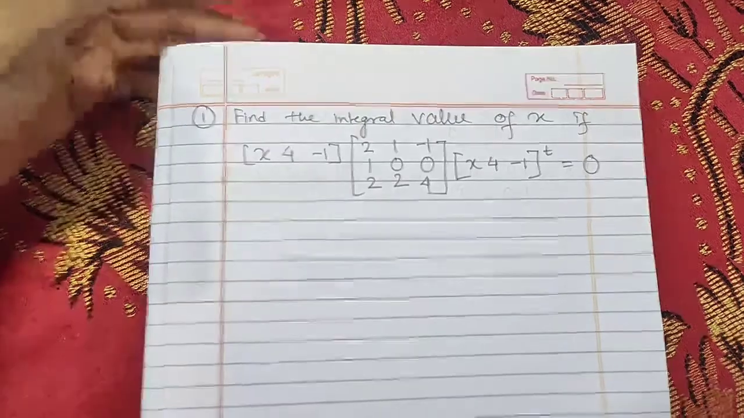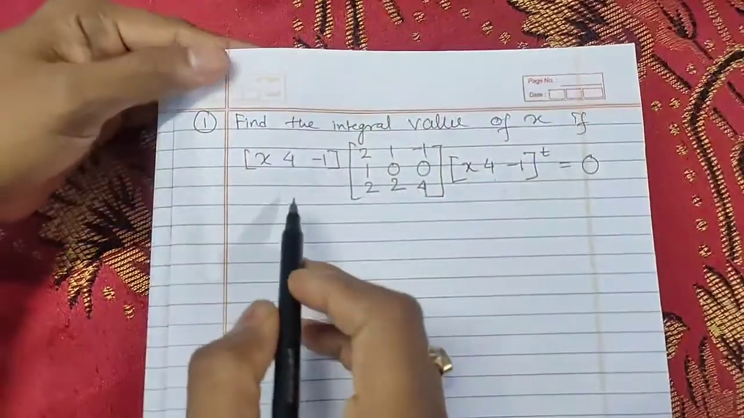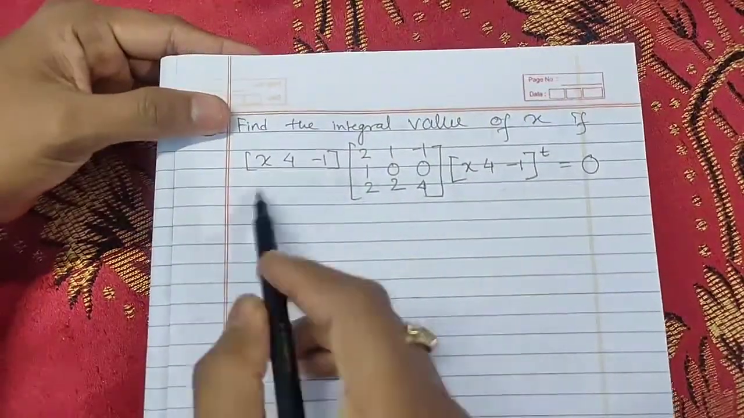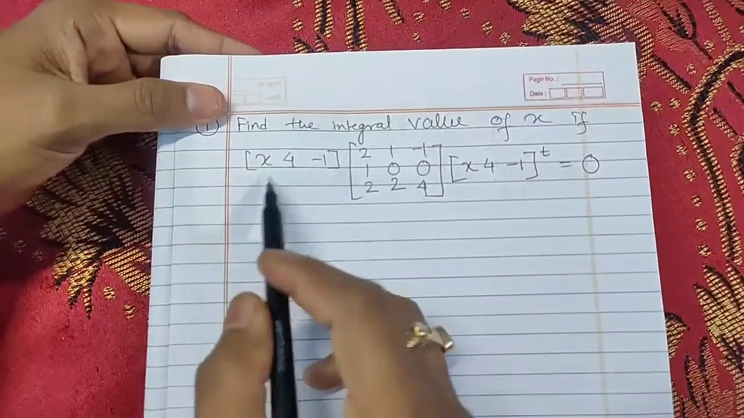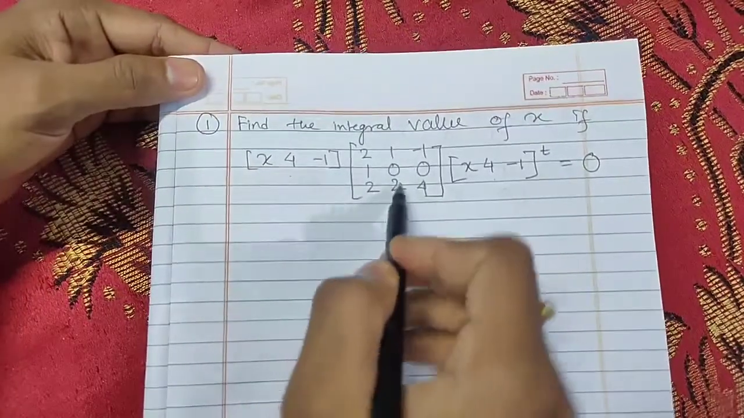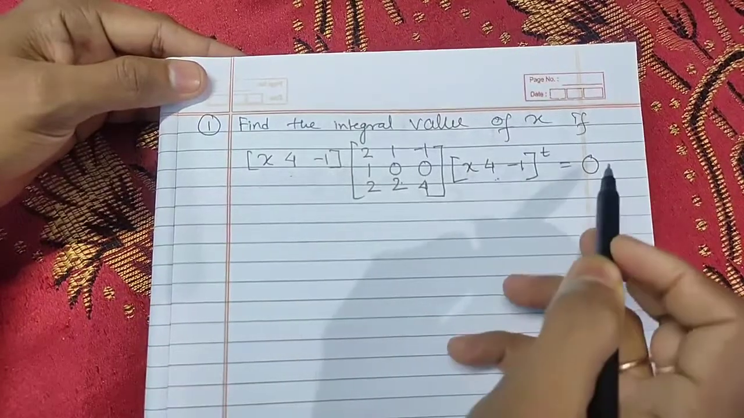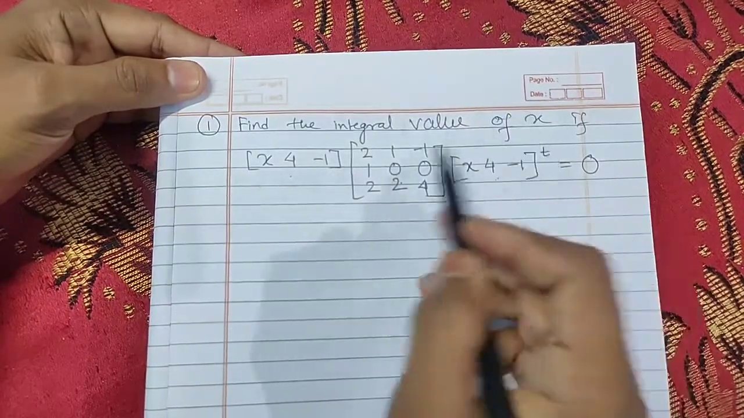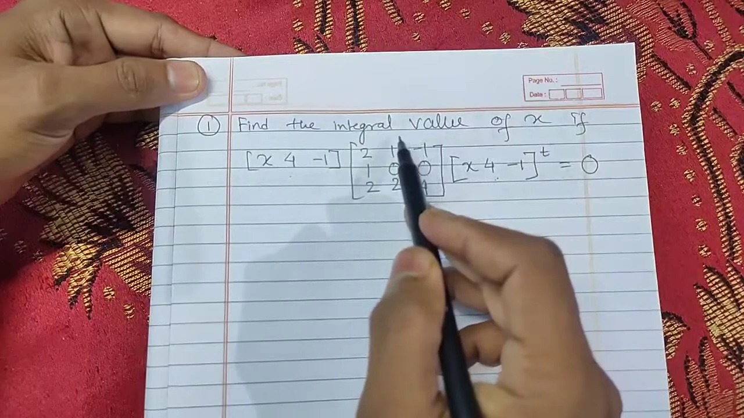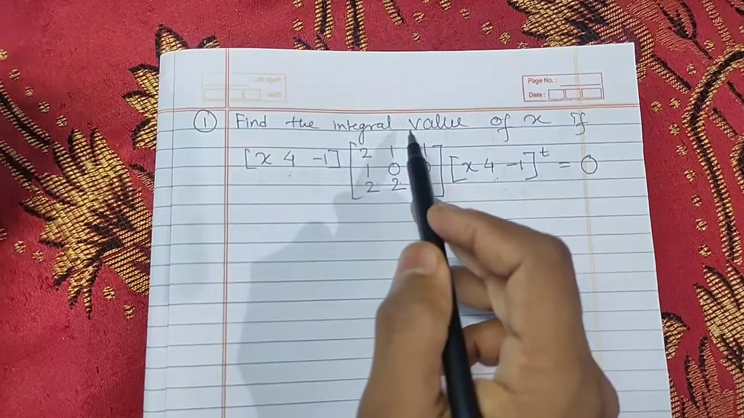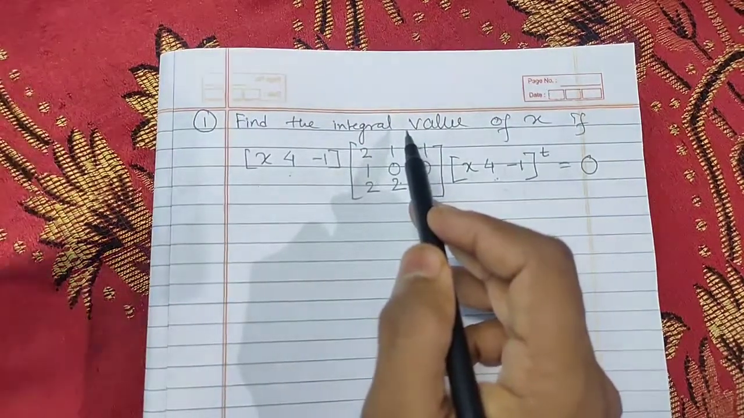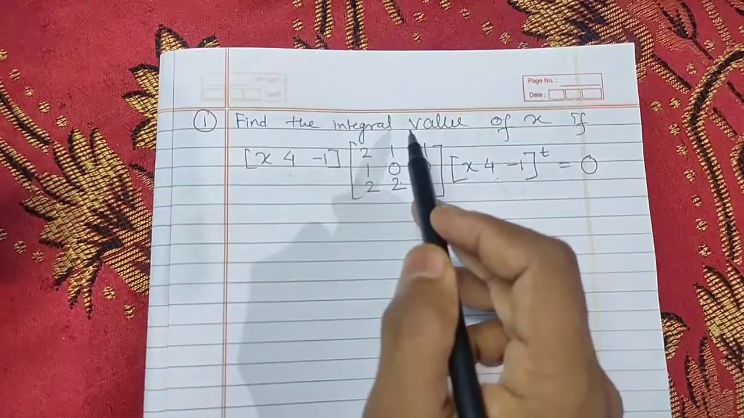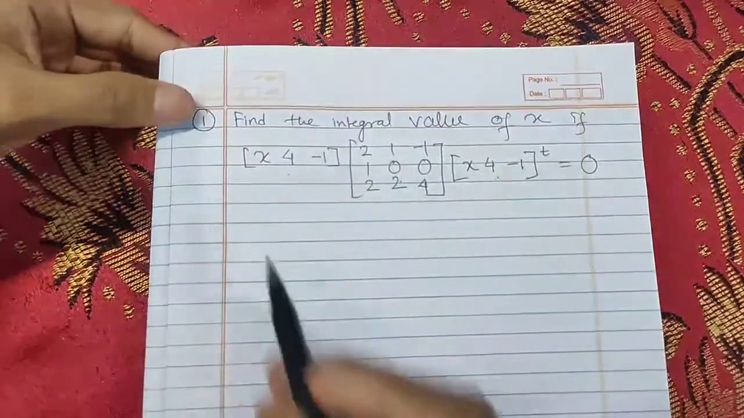Okay, so first we have to solve this one. That means here we have to perform matrix multiplication. In the left hand side, this matrix into the transpose of this matrix is equal to O. This is given. We have to find the integral value of x. Integral value means whatever value comes, if the value is a fraction, that fractional value we have to omit. We have to take only the integer.